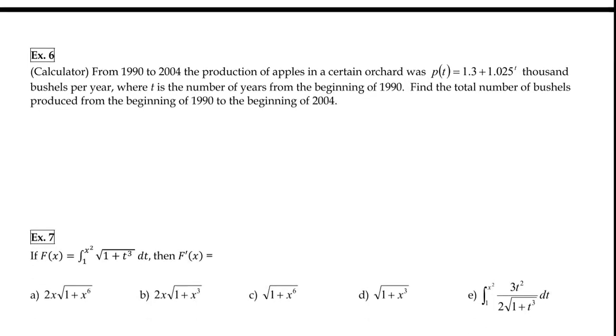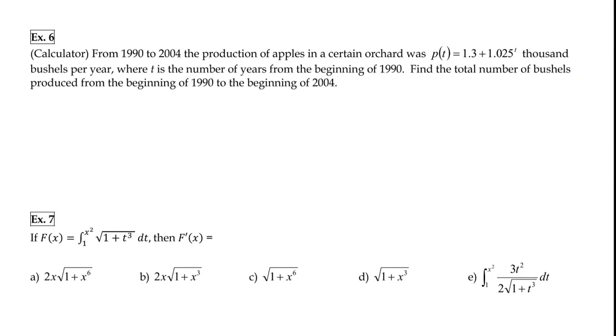Okay, going on to this one. From 1990 to 2004, the production of apples, and they give us that. Okay, did you guys understand something here? Bushels per year, that's a rate, where T is the number of years beginning in 1990. Find the total number of bushels produced from the beginning of 1990 to the beginning of 2004. Ask yourself this, are they asking for how much quantity at a specific time, or are they asking how much it changed by? Find the total number of bushels produced from the beginning of 1990 to the beginning of 2004.